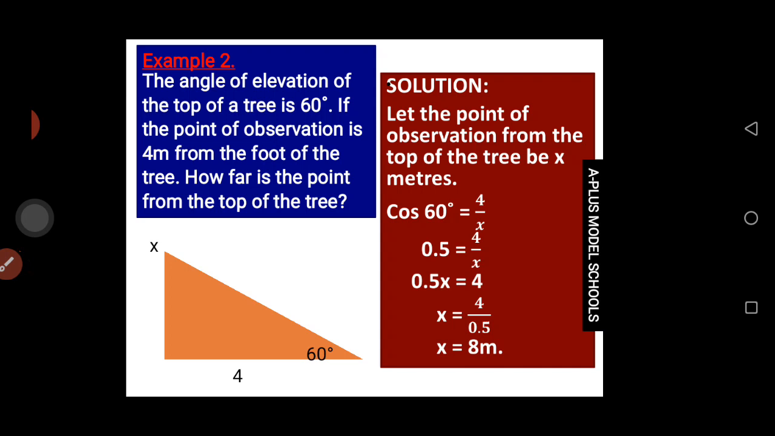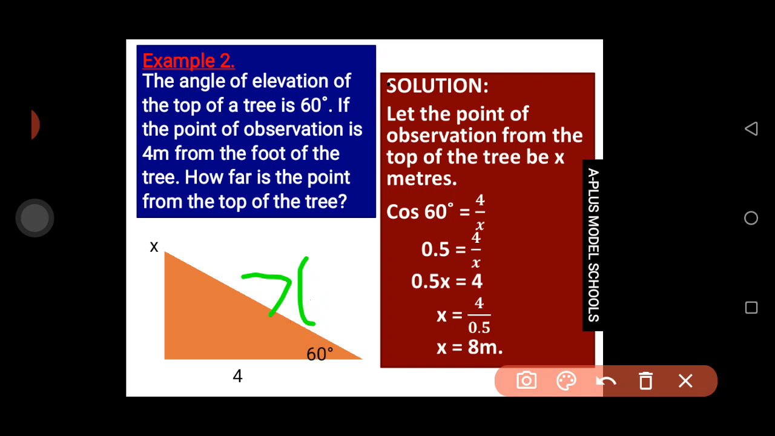So from here, let the point of observation from the top of the tree be x, which is the hypotenuse. The adjacent side is 4 meters. So we have cos 60 degrees equals the adjacent, which is 4, over x, that is adjacent over hypotenuse. So x is the hypotenuse. Now here we have cos 60 is 0.5.